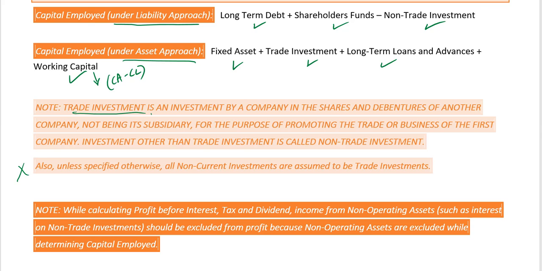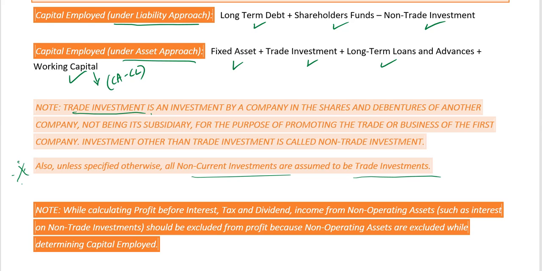And please remember this assumption that unless specified otherwise, all non-current investments are assumed to be trade investments. So where nothing is specified, all non-current investments will be considered as trade investments.